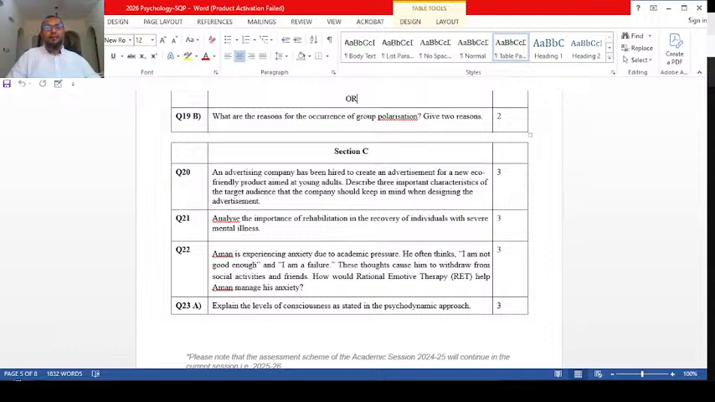Question number 21. Analyze the importance of rehabilitation in the recovery of individuals with severe mental illness. Rehabilitation programs, chapter 5 actually, chapter 5 is the rehabilitation of the people who are suffering from psychological disorders.